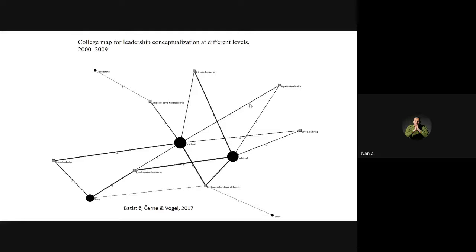Here's another map, also based on the co-citation analysis, where they are collapsed into specific literatures. Right? So different literatures are shown here. And one of the things is this is basically a two-mode structure. Right? So you can see individual and group level studies in the black circles, and you can see specific topics in the squares, for example.